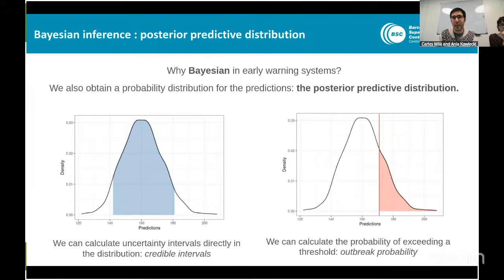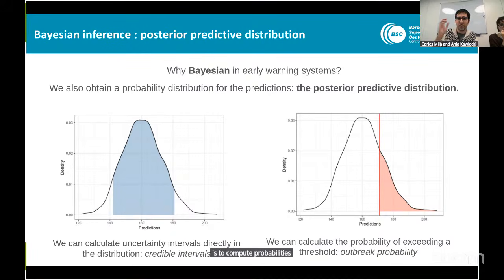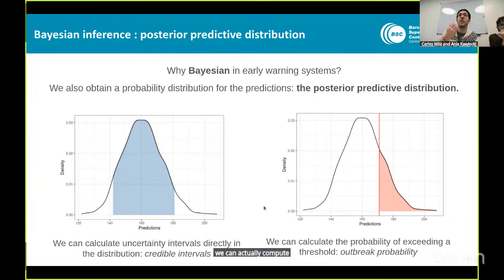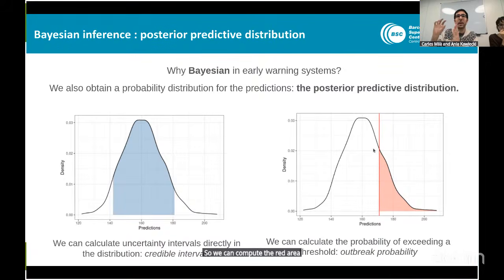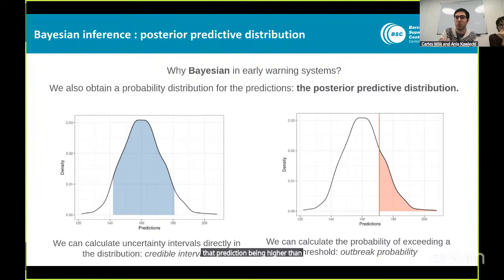Another thing that we can do, which is very useful for early warning systems, as we will see later, is to compute probabilities of the predictions exceeding a certain value. Imagine that we have this distribution for a given prediction. We can actually compute the probability of that prediction being higher. In this case, we'll have 171. That would be a threshold. So we can compute the red area, and that red area would tell us the probability of that prediction being higher than that value. In this case, it would be roughly 30% approximately.